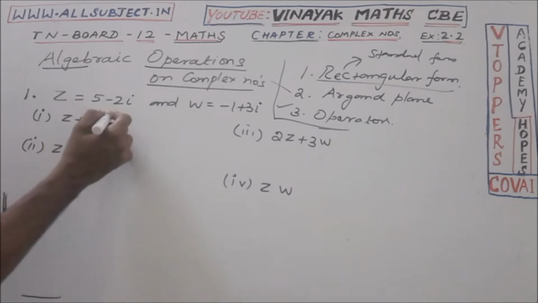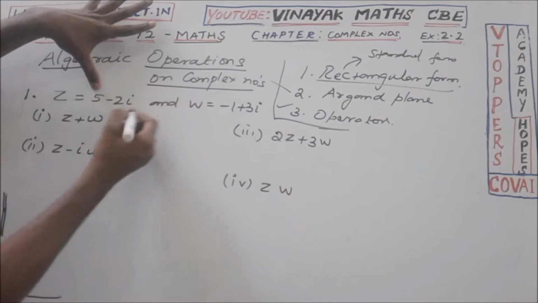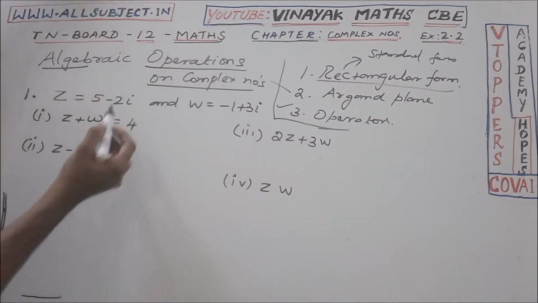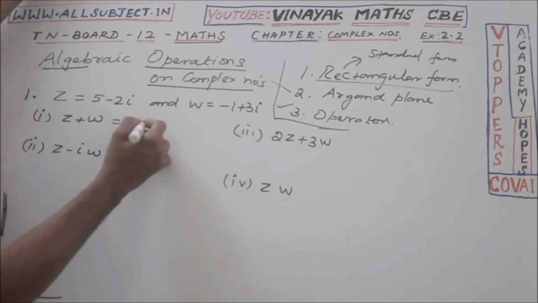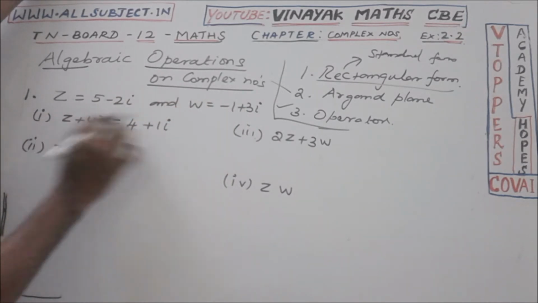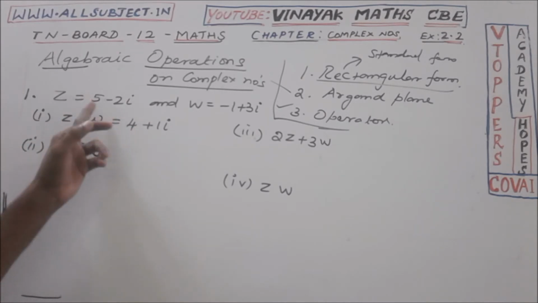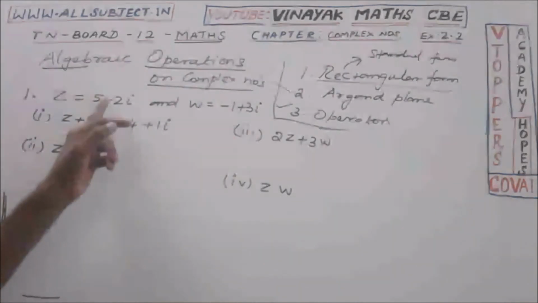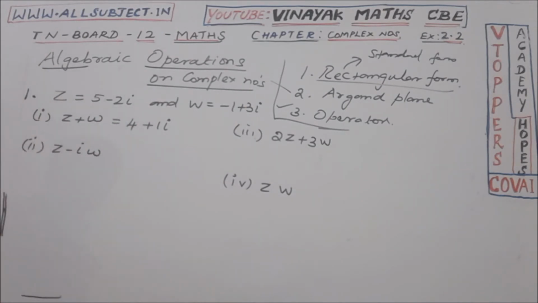Here we should add the two things, that's all. When we add, just add the corresponding real parts, 5 minus 1, 4, and then the corresponding imaginary parts, -2i plus 3i plus 1i. Directly we can write, it will not be a problem for you. So z plus w is nothing but 5 minus 1, 4, and -2i plus 3i is totally 1i. So 4 plus i is the answer.